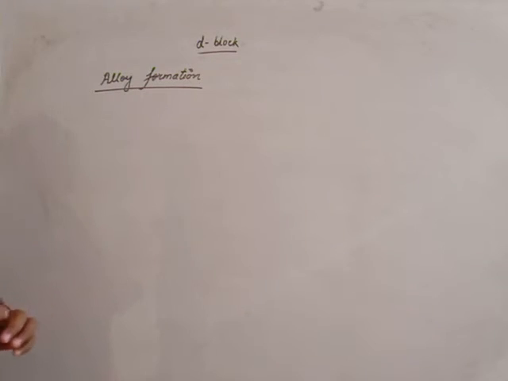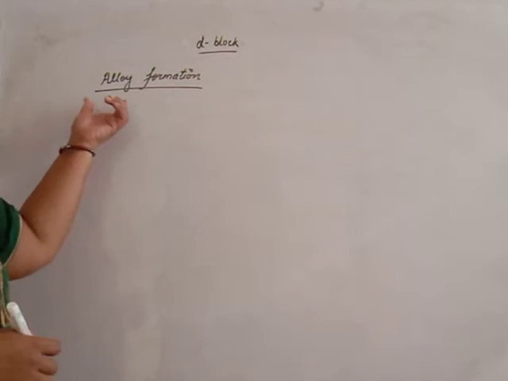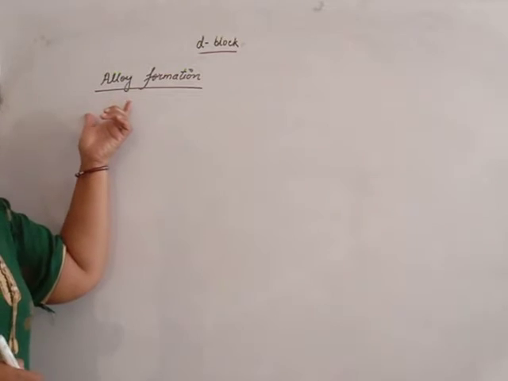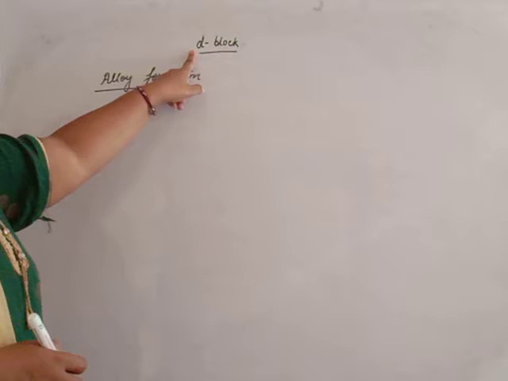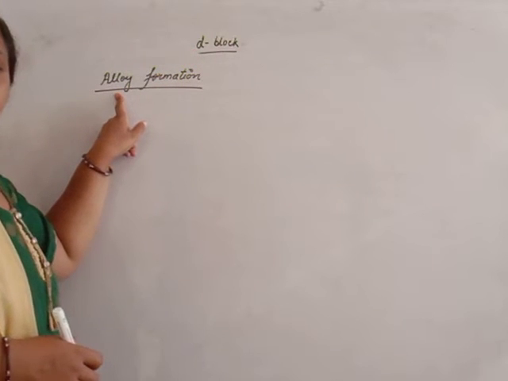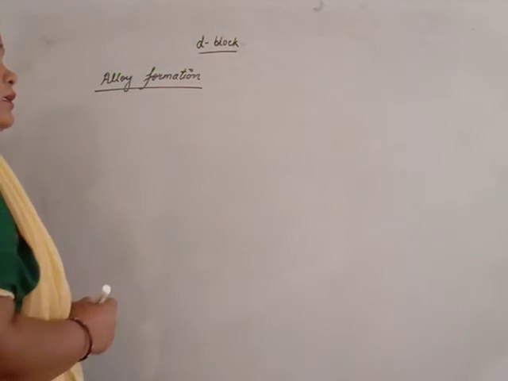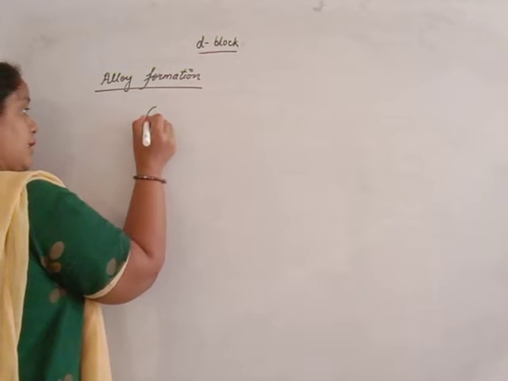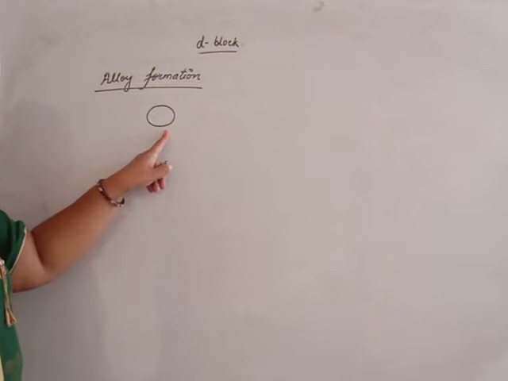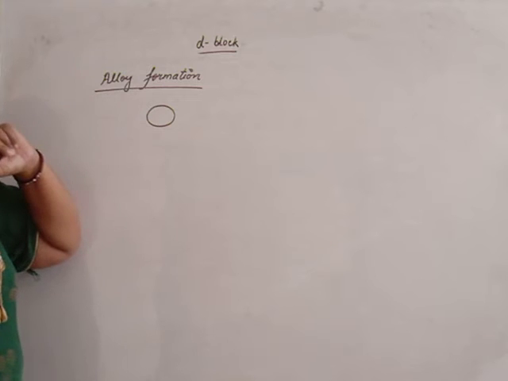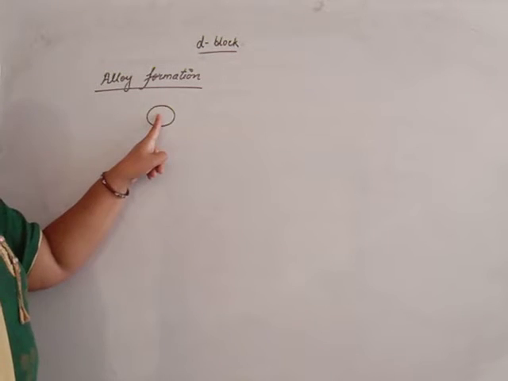Beta, these d block elements have tendency to form alloys. Alloys are the mixture of two or more metals or metal with non-metal. Question arises, why d block elements are used in alloy formation? Reason being, when d block elements are arranged regularly, beta, each atom is considered as sphere like this. D block elements are also atomic in nature. They are spherical in nature.